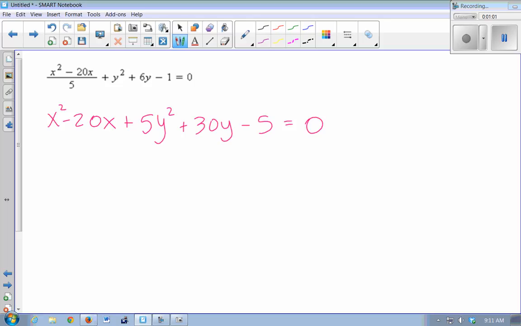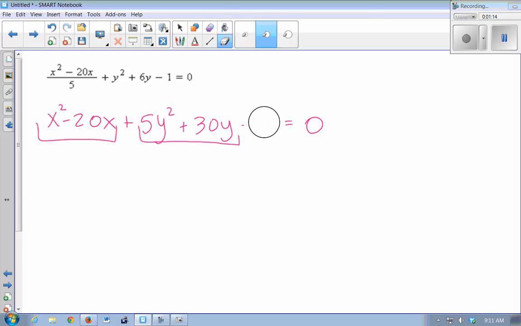All right, so completing the square, I've already got my x's sort of bundled together and my y's bundled together. I'm going to move my 5 to the other side of the equation. So you kind of want to group your x's, group your y's, put anything that's not an x or a y on the other side.